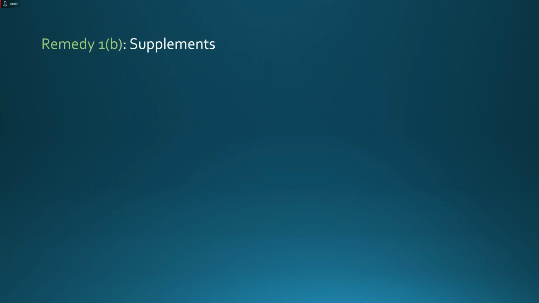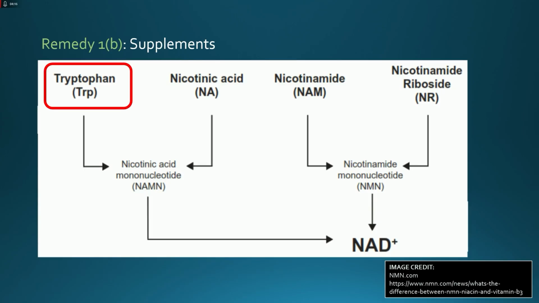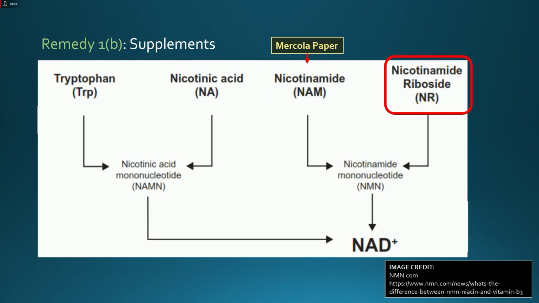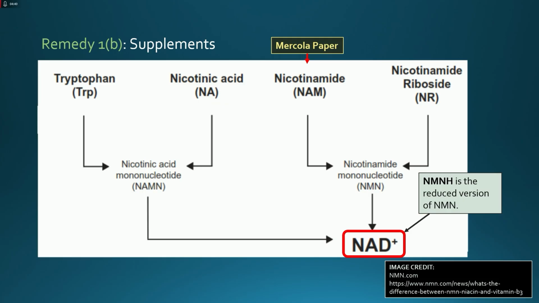1B, supplements. These are the precursors or building blocks needed for NAD+ production. So tryptophan, nicotinic acid, nicotinamide. This is what you find in Mercola's paper. Nicotinamide riboside, NAMN, NMN, and the hydrogen version of NMN is the NMNH, and this is the reduced version of NMN. And all of these lead to the production of NAD+.